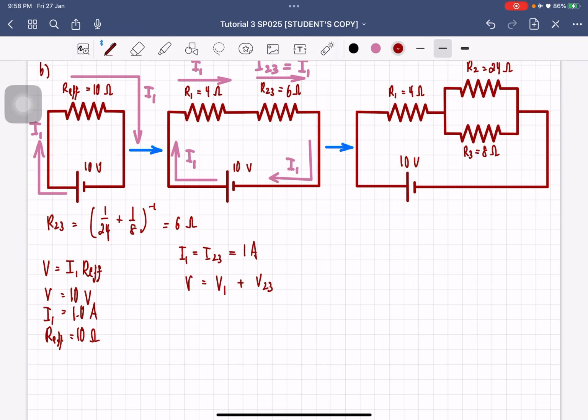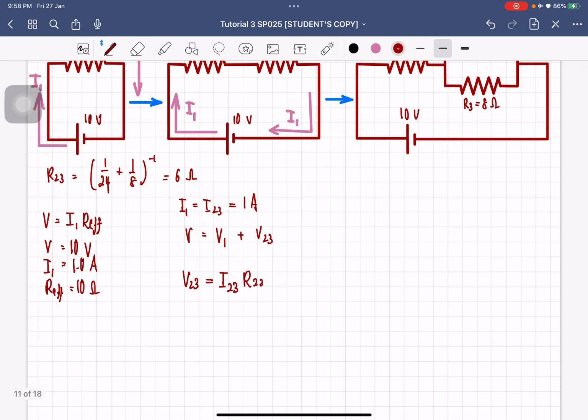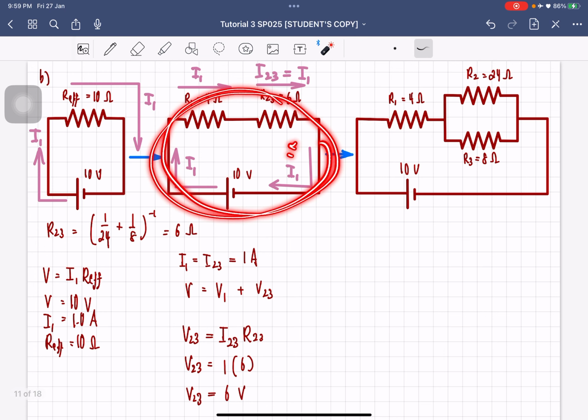And then what we can do here is calculate the voltage across resistors 2 and 3. So how do we do that? We can use V23 equal to IR, so that is I23 times R23. Okay, so this is equal to 1 times 6, so we know that the voltage across resistors 2 and 3 is equal to 6 volt. Okay, so that is the information that we know from this circuit here.